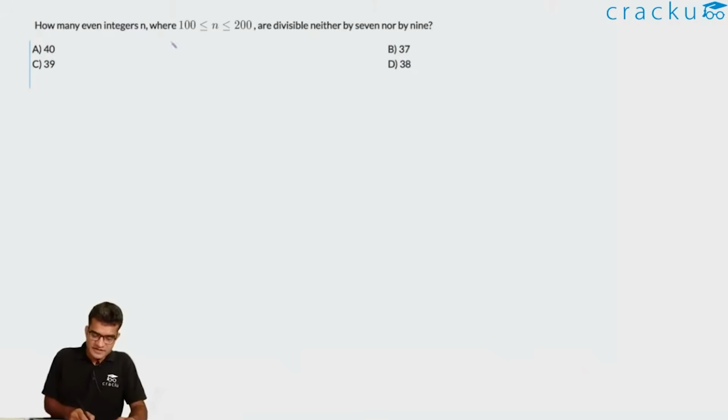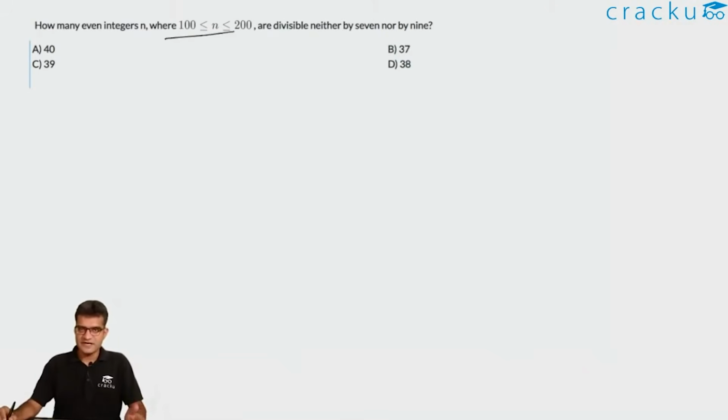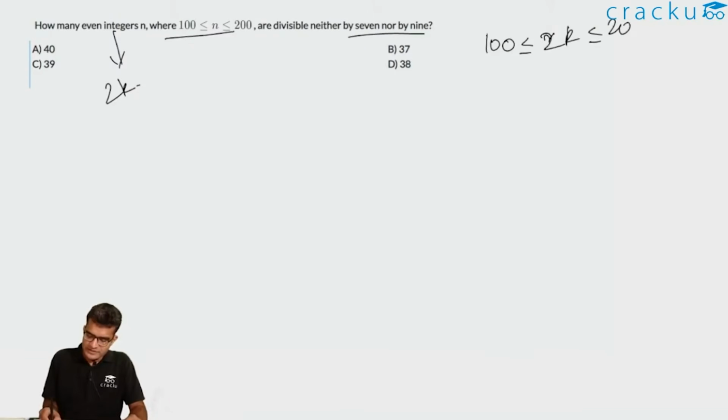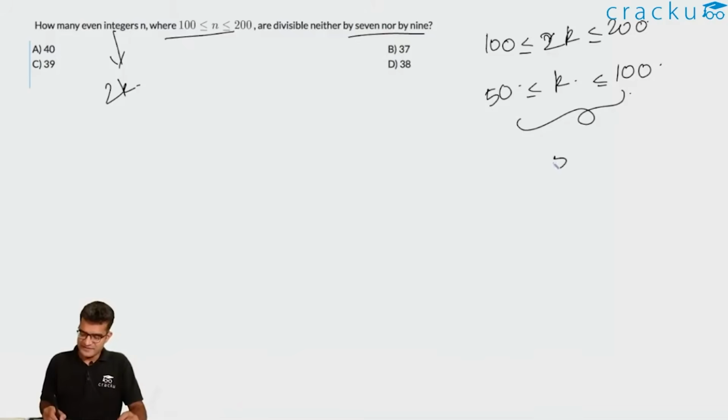In this question, we are asked how many even integers which lie between 100 and 200 are divisible by neither 7 nor 9. As we are looking only for even integers, let us call those even integers, say, 2k. So 2k has to lie between 100 and 200, or the value of k has to lie between 50 and 100. So the number of values that k can take is 51.